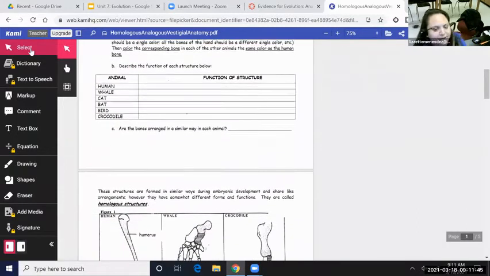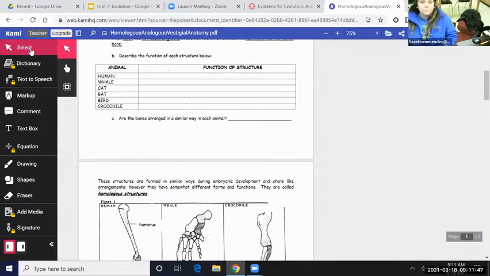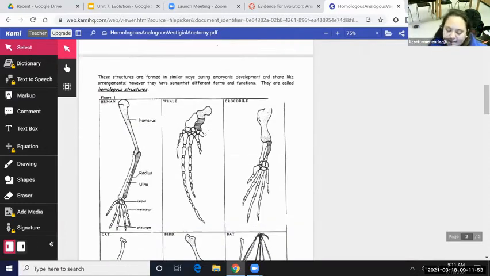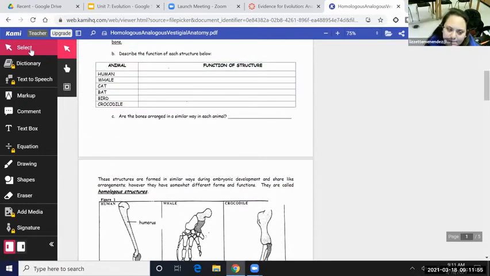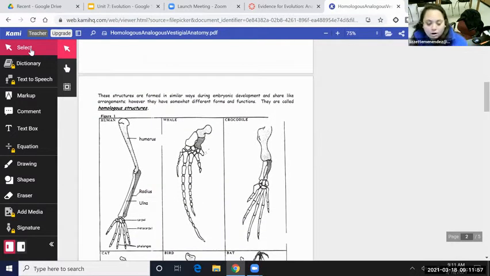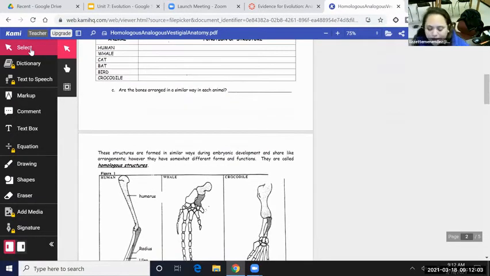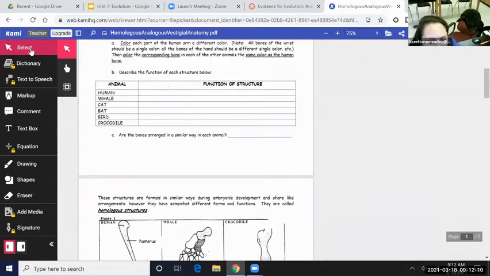Okay, so then after your coloring for B, it asks you to describe the function of each structure. So we're looking at these limbs. For example, the human arm: what is the function of the human arm? Like, what do we use this for? Same for the whale's fin. What do they use that for? The cat's leg, what do they use that for? So all that you put in B is the function of that limb. What do they use it for?